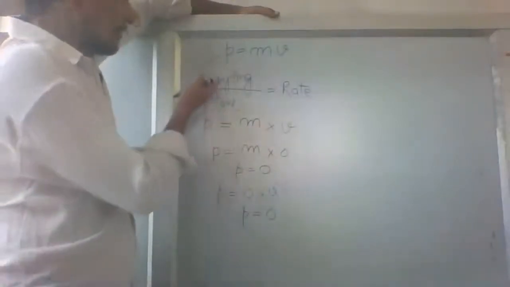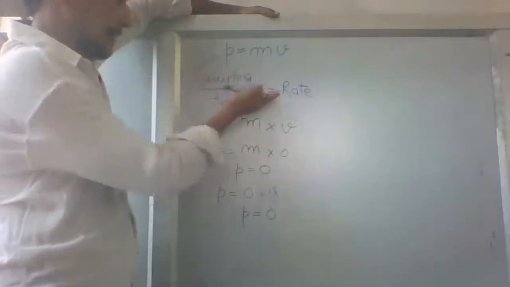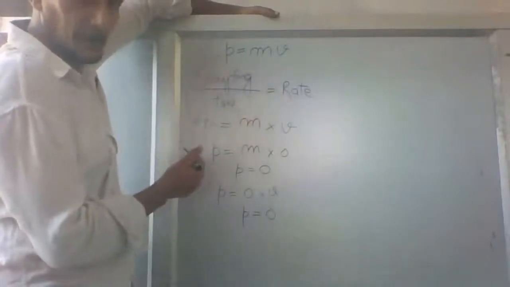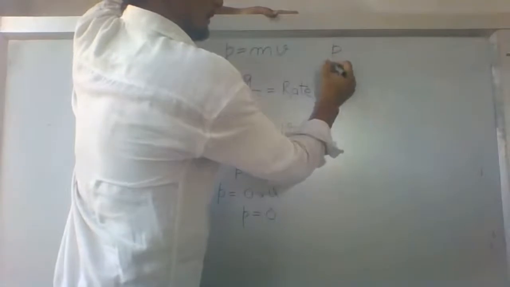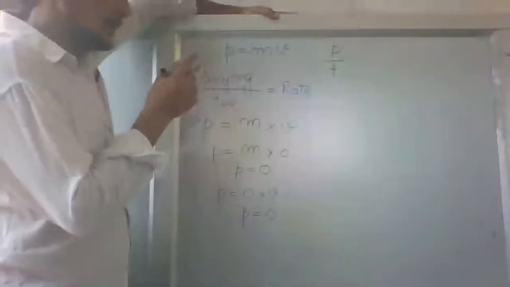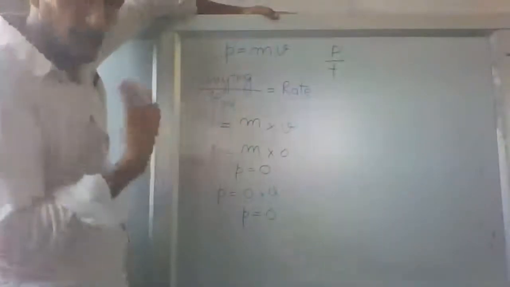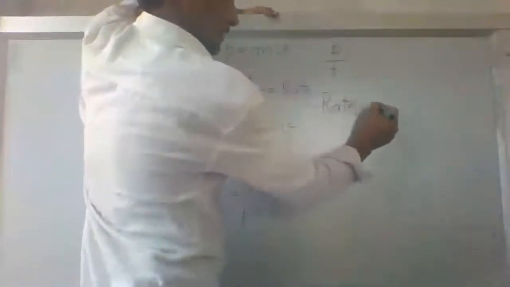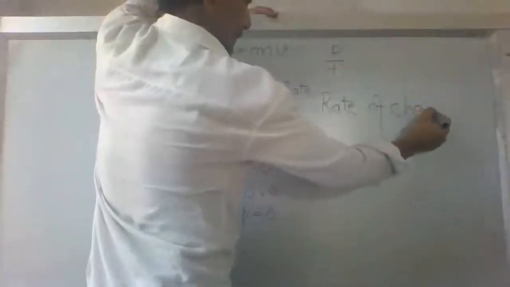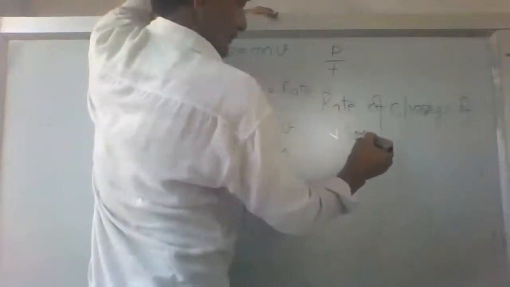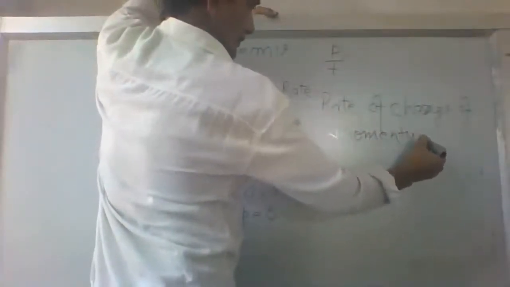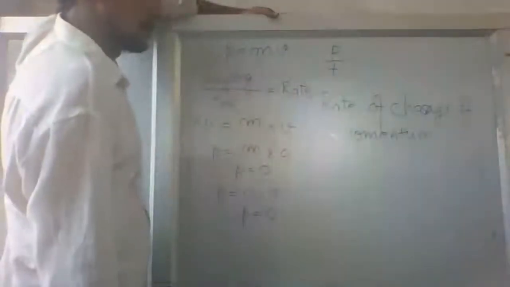Got it? Now, I told you anything divided by time is called rate. Here the momentum is going to be divided by time. Means momentum divided by time. This is called the rate of momentum. But what momentum? If there is rate of change of momentum, what is this rate of change of momentum?